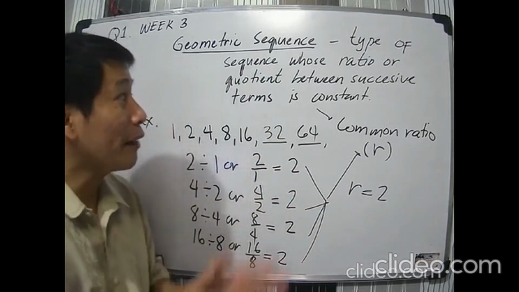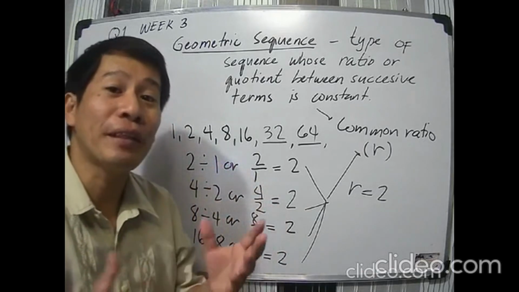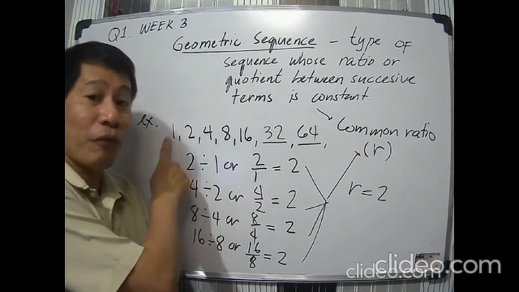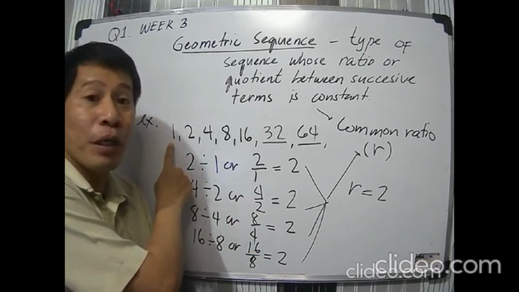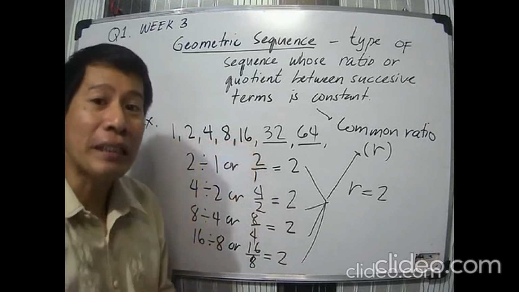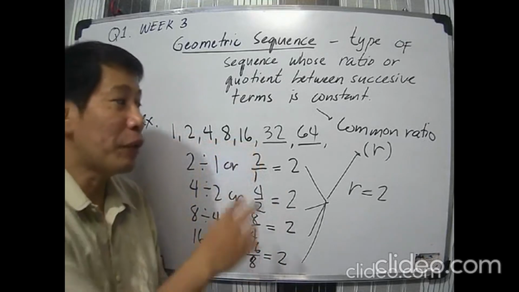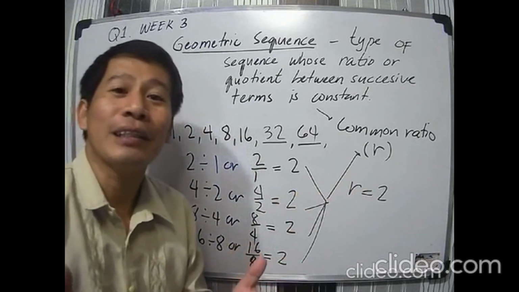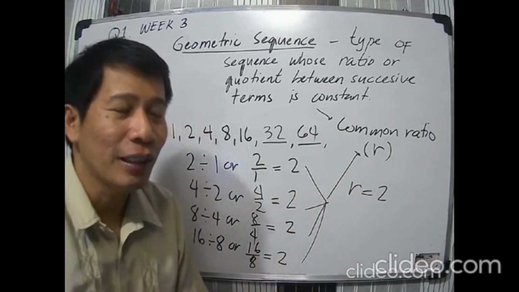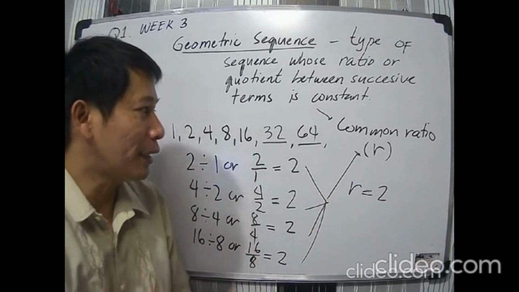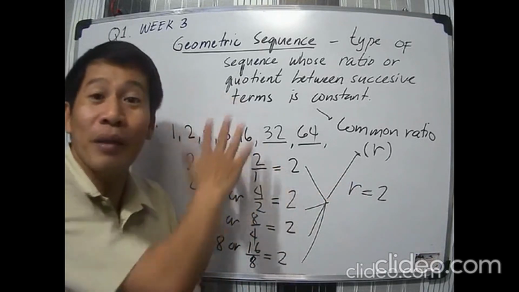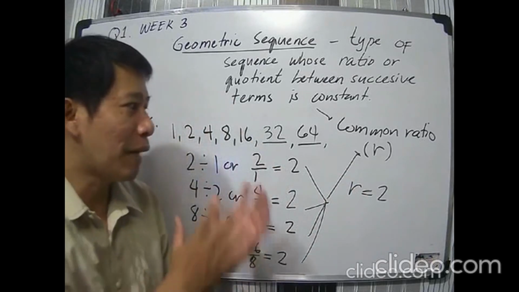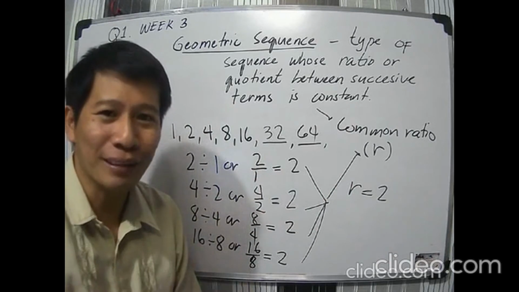This is another characteristic of a geometric sequence. After the first term, the next terms are obtained by multiplying the preceding term by the common ratio. So, that is another hint for you to determine whether a given sequence is geometric or not. Okay, let us have more examples of geometric sequence.